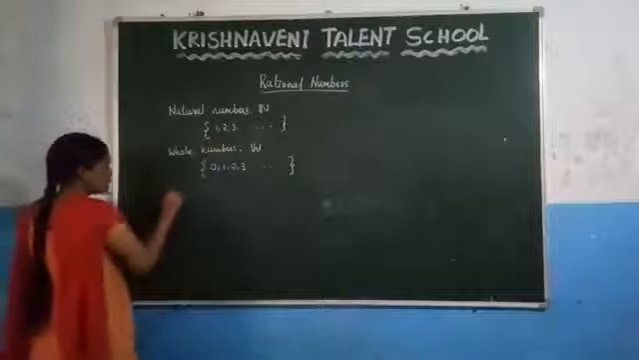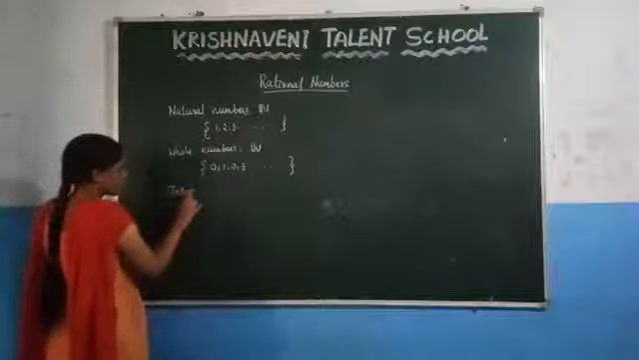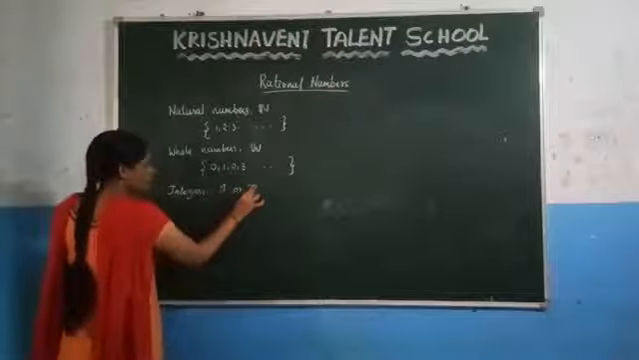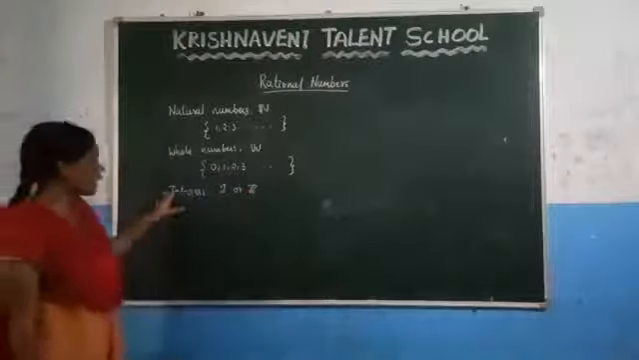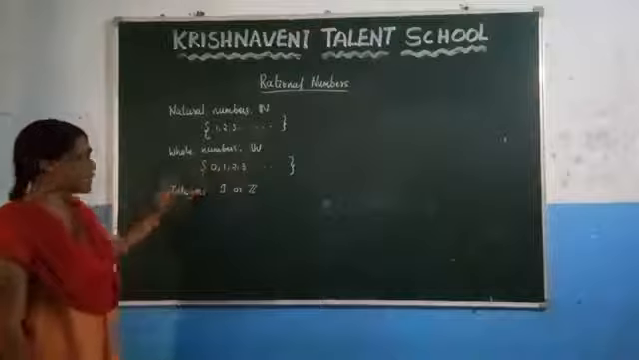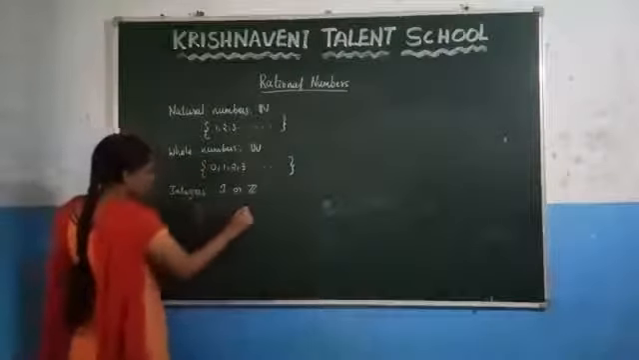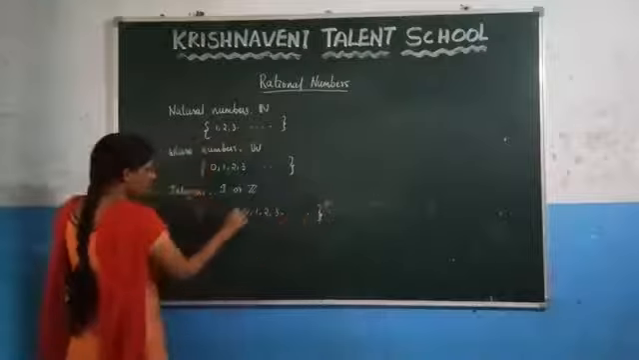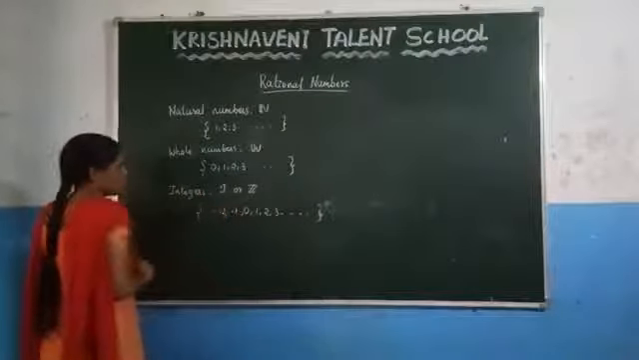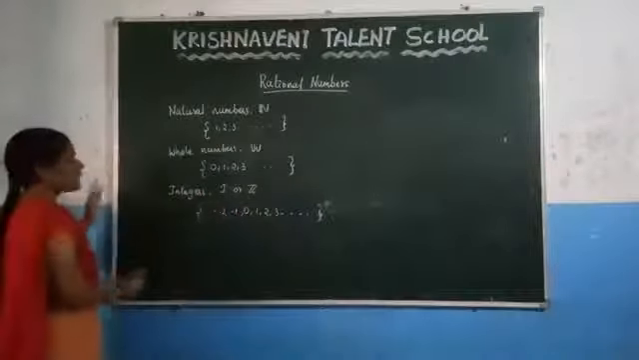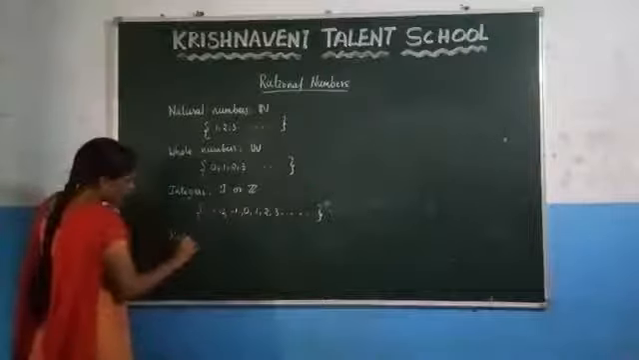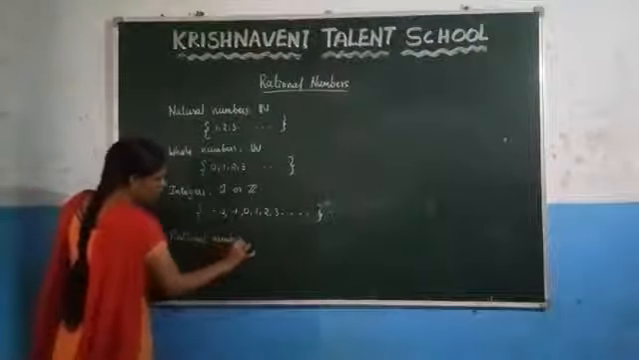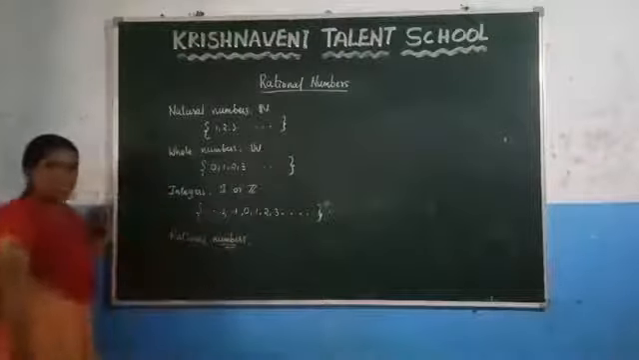And after that the next number system is integers, and it is denoted by the letter I or Z. What are integers? If you add negative numbers to the whole numbers, we will get integers. So 0, 1, 2, 3 and here -1, -2. These are the integers. And after that the next number system is rational numbers. That one we are going to discuss in this chapter. Okay. What are rational numbers?